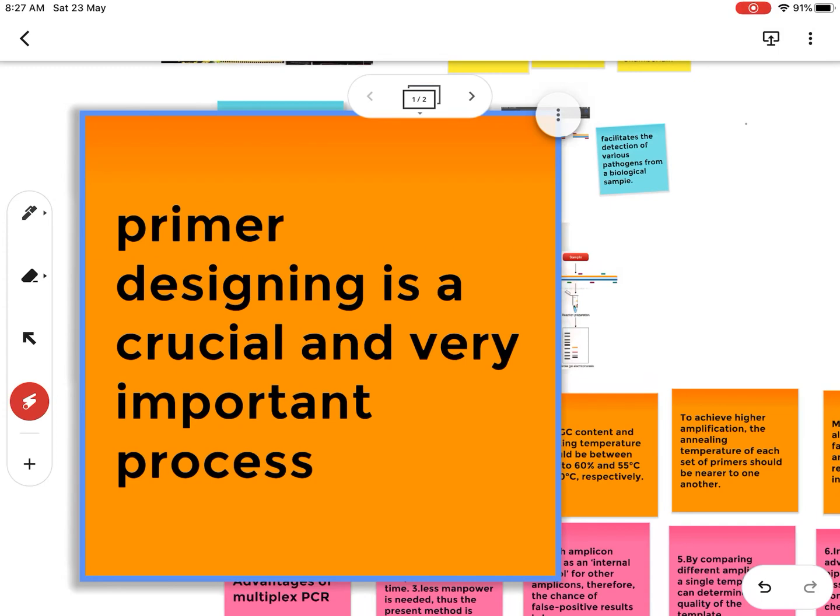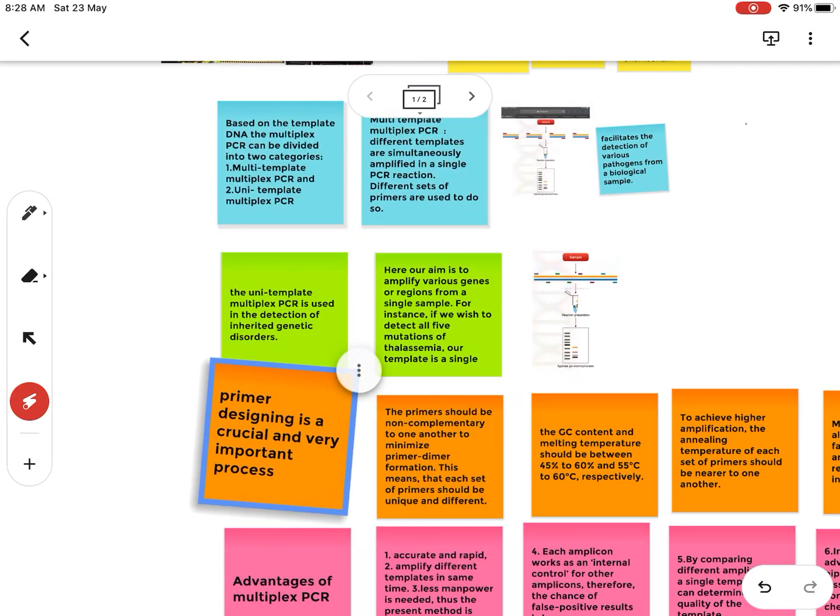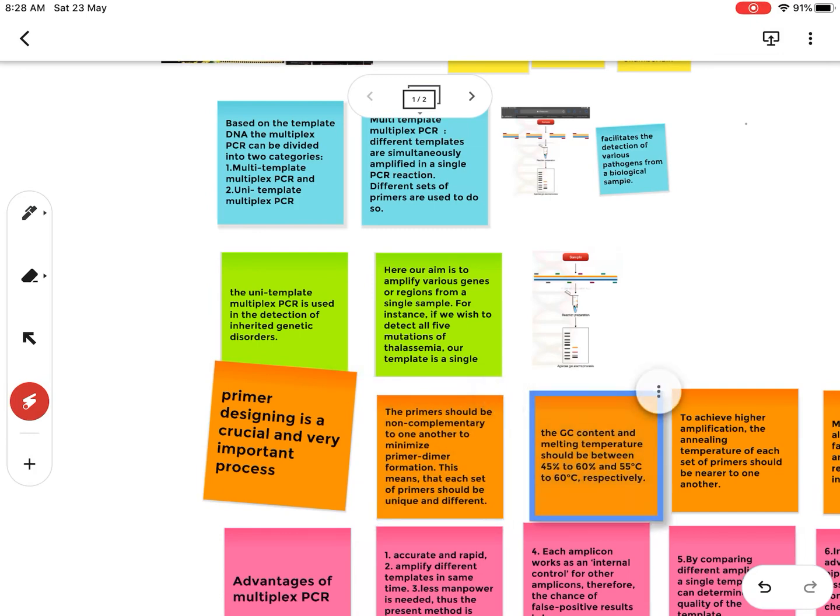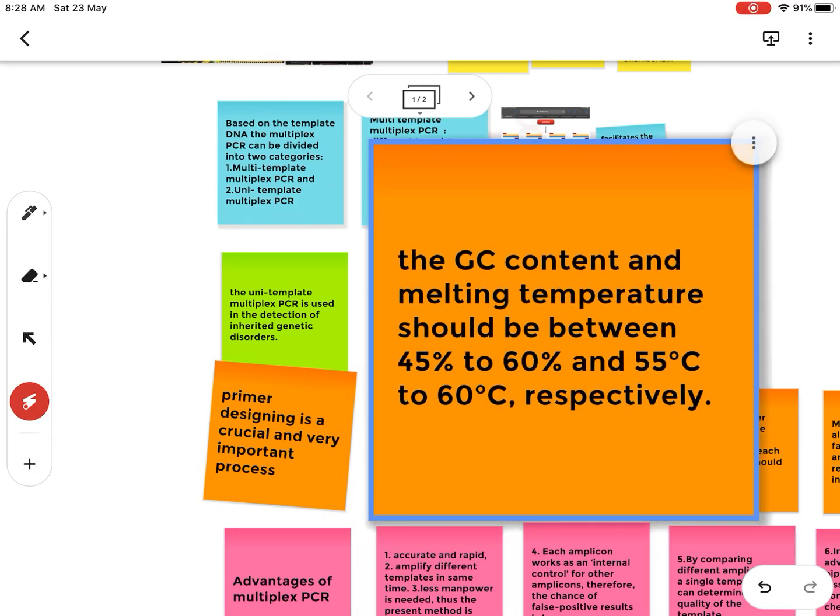Because we are using more than two sets of primers, all primers must be different from one another. The primers should not be complementary to one another to minimize primer dimer formation. This means each set of primers should be unique and different. Besides primers, we should also take care that the GC content and the melting temperature should be very specific.